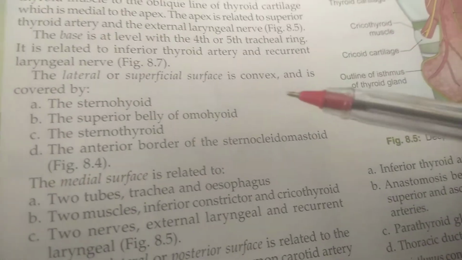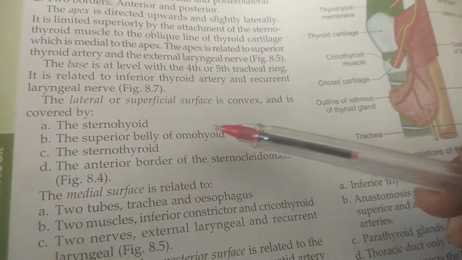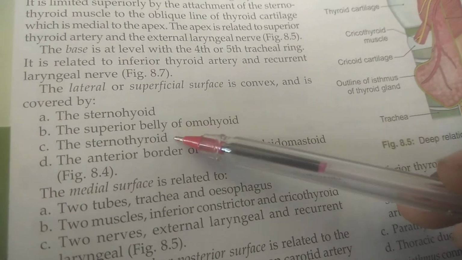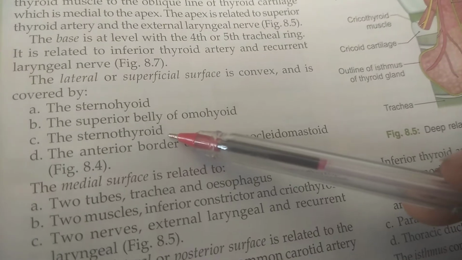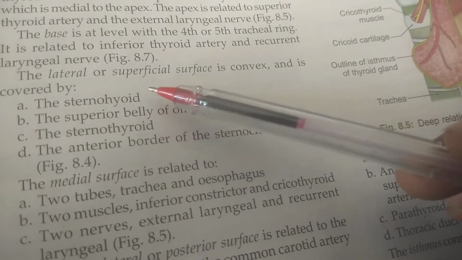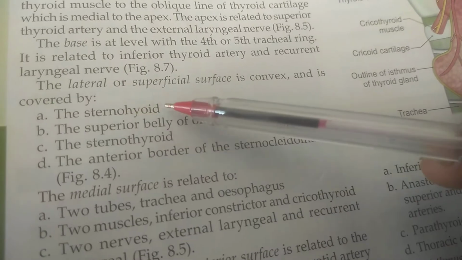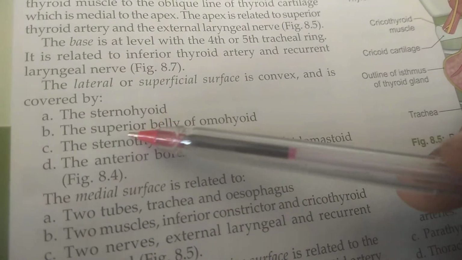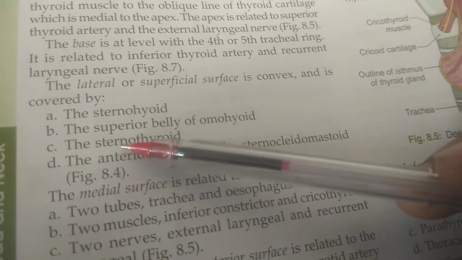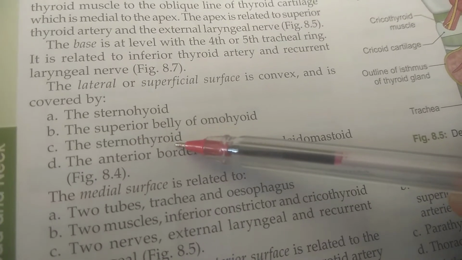You have read about the three surfaces: the lateral surface, the medial surface, and the posterolateral surface. The lateral surface is convex and it is covered by four muscles: the sternohyoid, the superior belly of omohyoid, the sternothyroid, and the anterior border of sternocleidomastoid muscle. So you have to learn these four S. The sternohyoid starts from the sternum and goes to the hyoid. And the superior belly of omohyoid, you have already read about this muscle. The sternothyroid muscle comes from the sternum and goes to the thyroid, taking insertion at the thyroid.